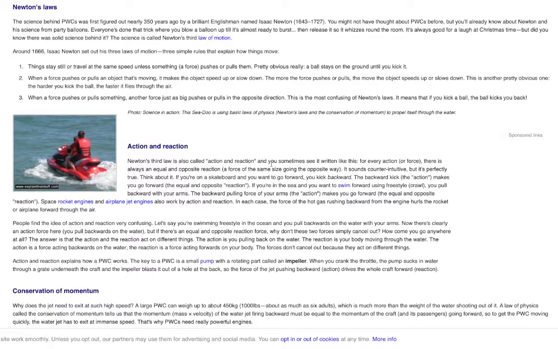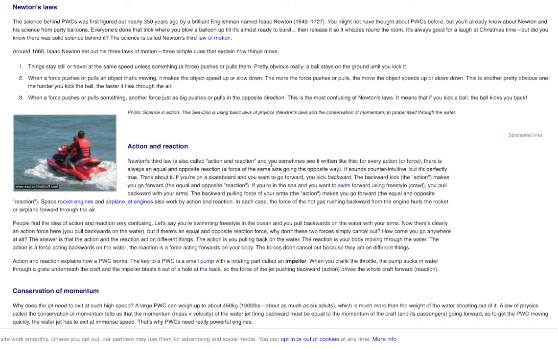Think about it. If you're on a skateboard and you want to go forward, you kick backward. The backward kick, the action, makes you go forward. The equal and opposite reaction. If you're in the sea and you want to swim forward, using freestyle crawl, you pull backward with your arms. The backward pulling force of your arms, the action, makes you go forward. The equal and opposite reaction.